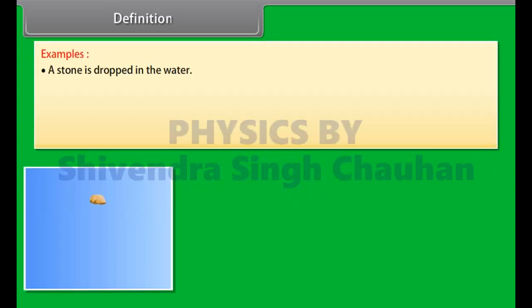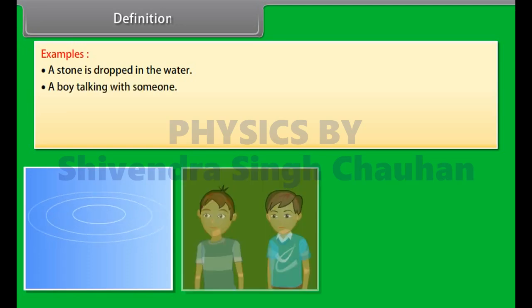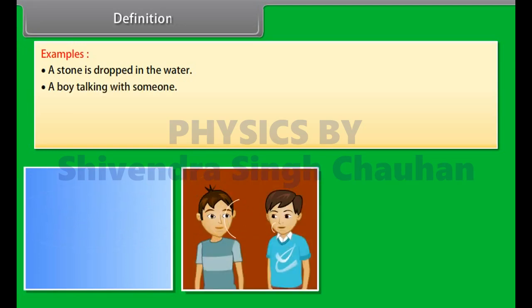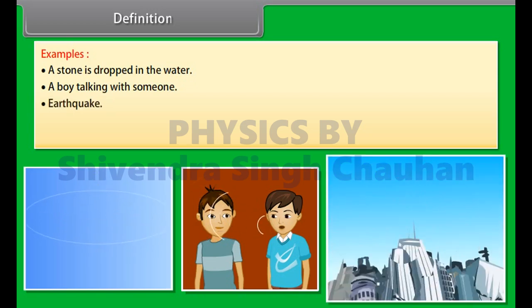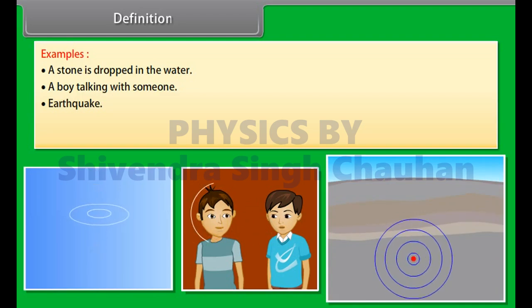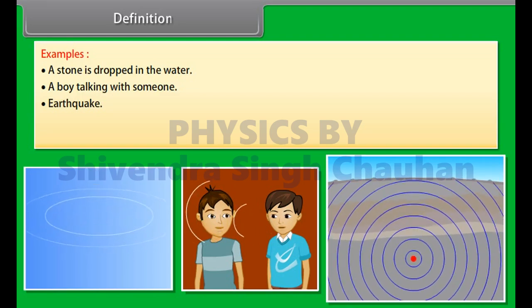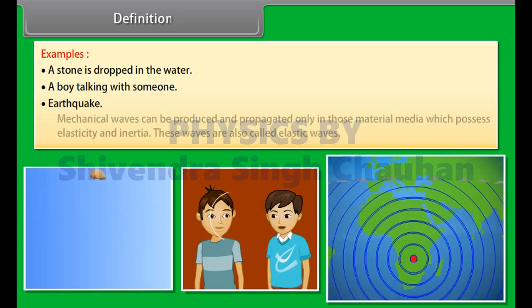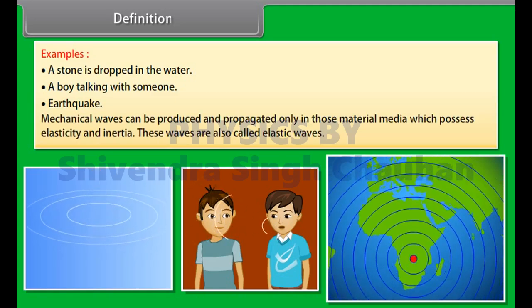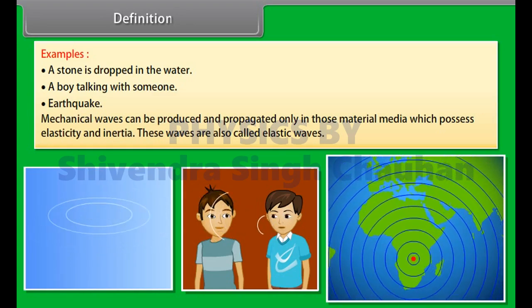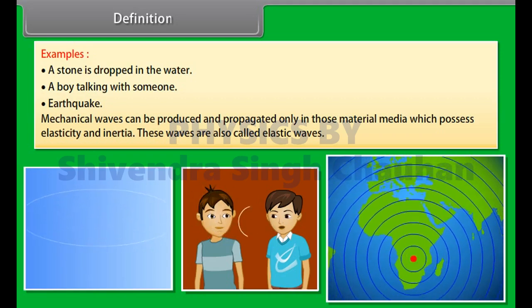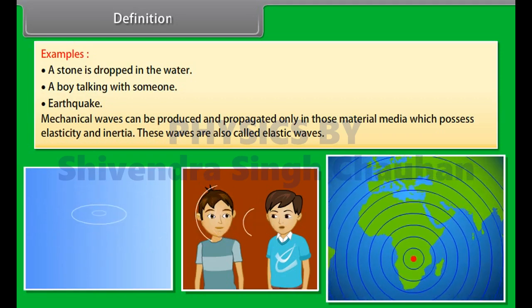A stone dropped in the water, a boy talking with someone, and an earthquake are some examples of wave motion. In this chapter, we shall study about mechanical wave motion. Mechanical waves can be produced and propagated only in those material media which possess elasticity and inertia. These waves are also called elastic waves.